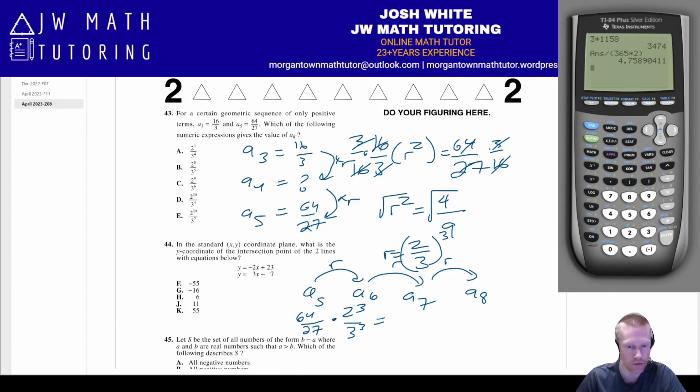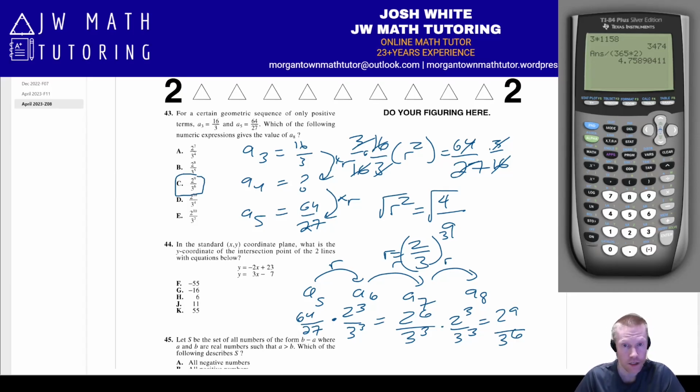But instead, I'm going to rewrite the 64 here as 2 to the 6th power, and 27 as 3 to the third. So now, when I'm multiplying, I can just add the exponents and get 2 to the 9th over 3 to the 6th. So the correct answer for this problem is letter choice C.